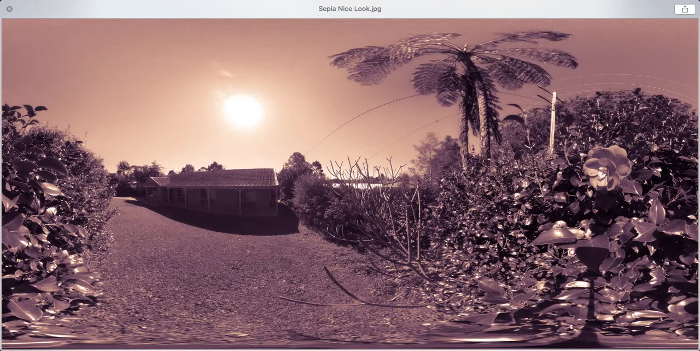Some of them are pretty extreme, but some, like this sepia one, makes a really nice image when viewed. It smooths out a lot of the noise and hides the resolution issues of the Theta.